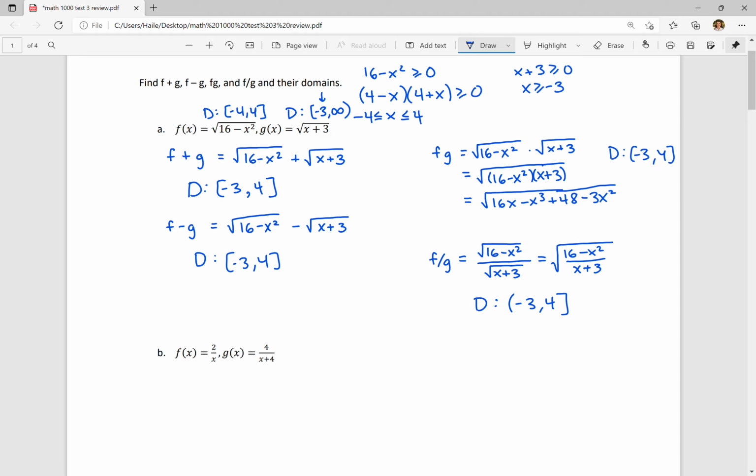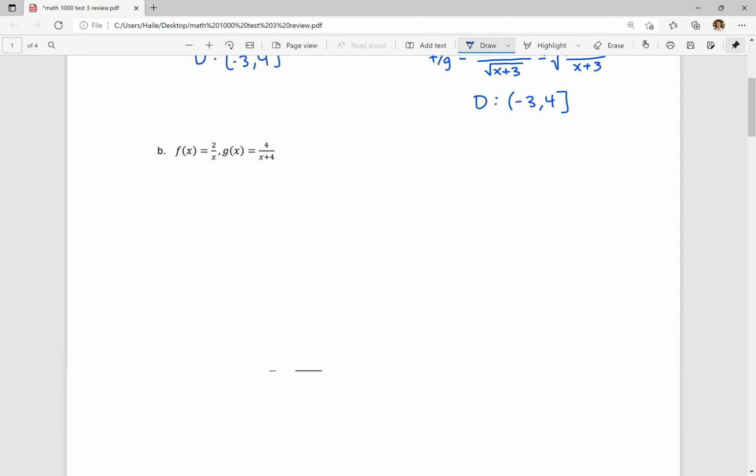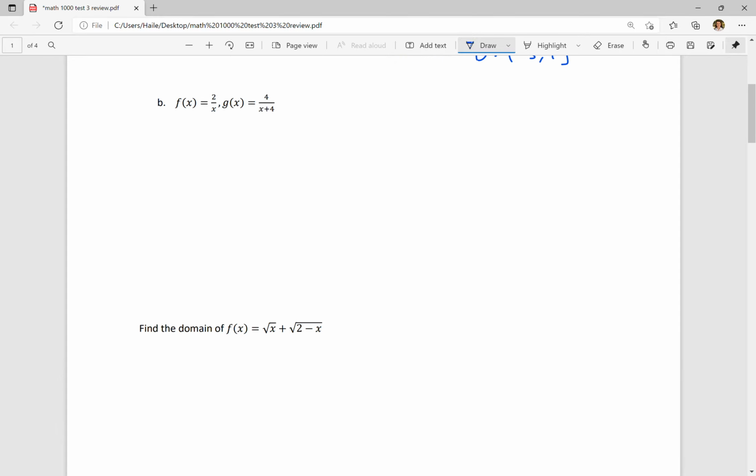So let's try another problem like this with some fractions. So once again, we're going to find f plus g, f minus g, f times g, and f divided by g and their domains. So for f plus g, we simply want to add f and g. So we'll have 2 over x plus 4 over x plus 4. And we can simplify this a little bit.